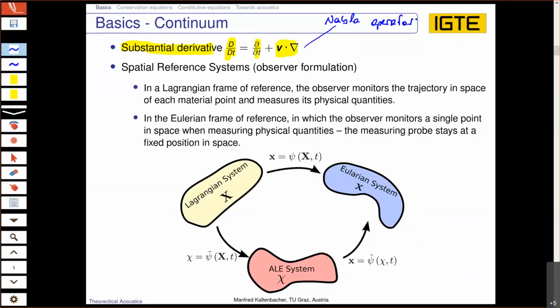Do you know about the nabla operator? Or is this something new for you? I don't know how you had the courses in fluid dynamics, just with index notation, or whether you also used vector operators such as the nabla operator. We use both of them.